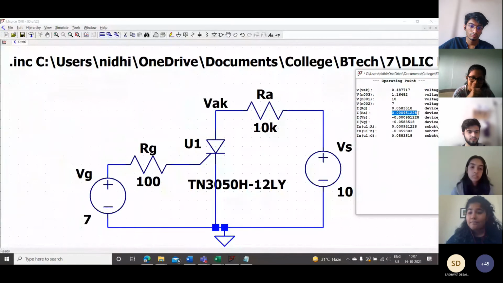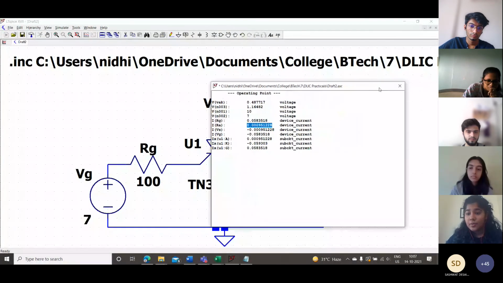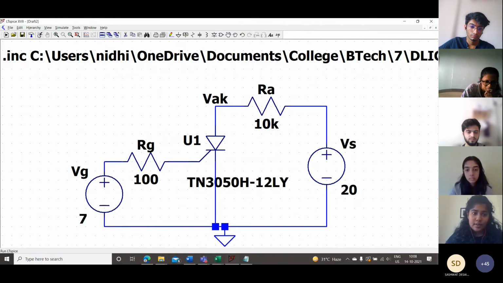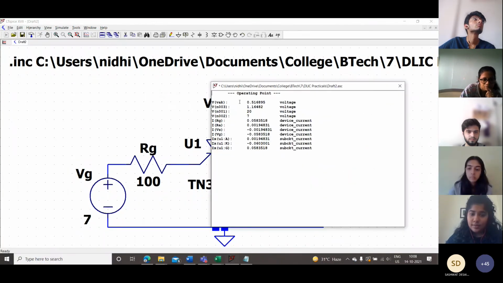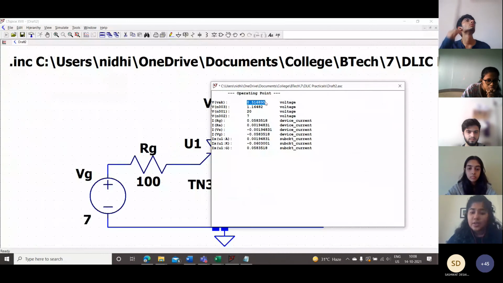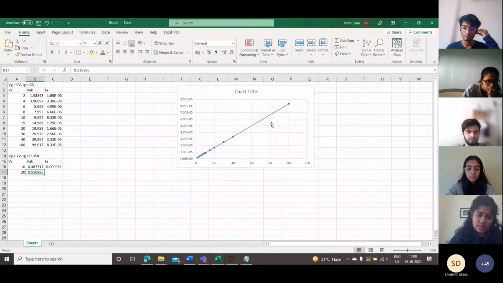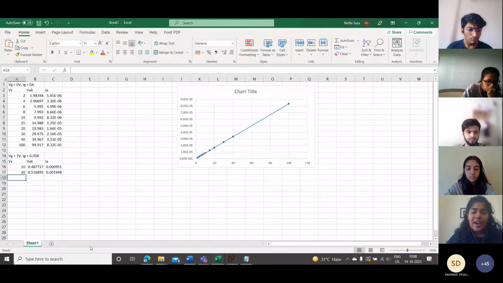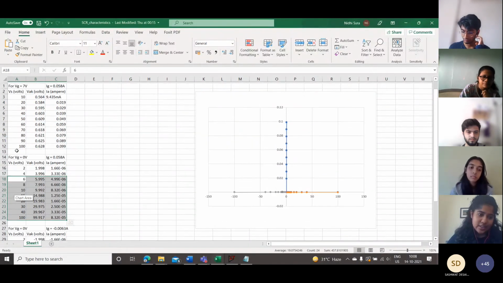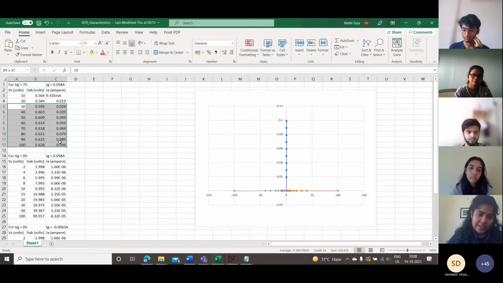and we're going to change the voltage to 20 volts. VAK value is still 0.5 something, so our SCR is still on, and our current value is this. Correct. Just like before, I'm just going to take the rest of the readings from my previous Excel document to make life a little easier.